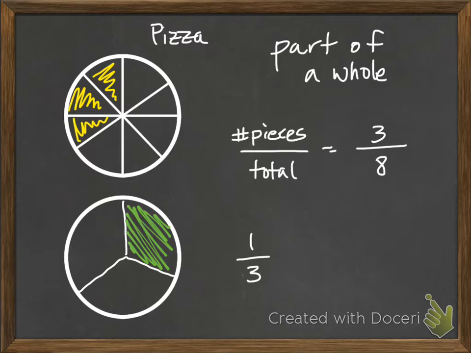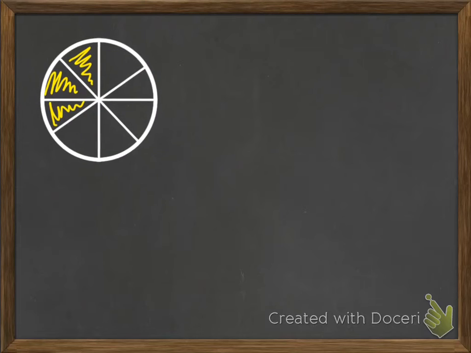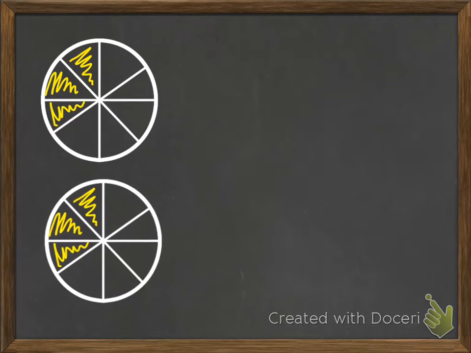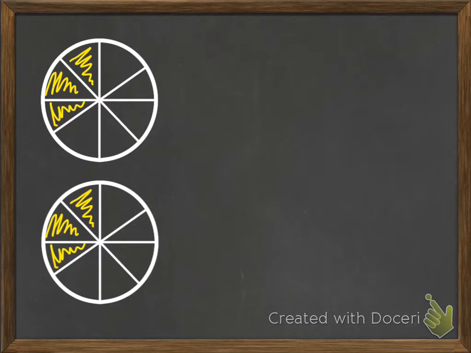Okay, so let me copy this over. Here's my original pizza. Let's say I have another pizza. Let's say the top one is pepperoni, and the bottom one is cheese. In the top one, I ate 3, so this is 3 over 8. And in the bottom one, I ate 2, so this is 2 over 8.